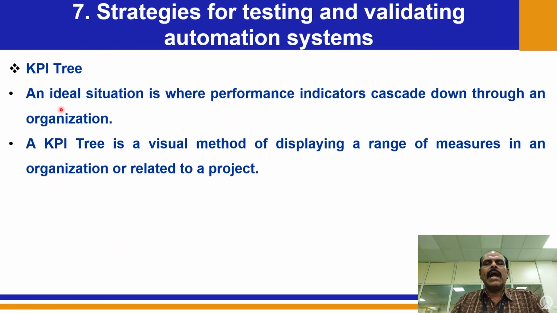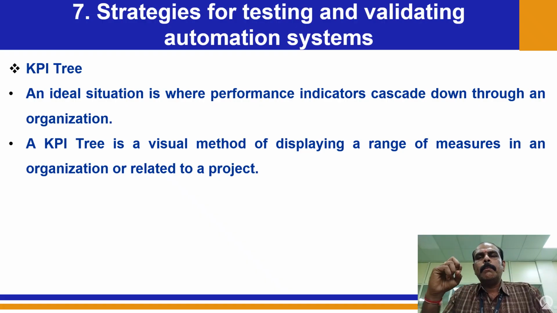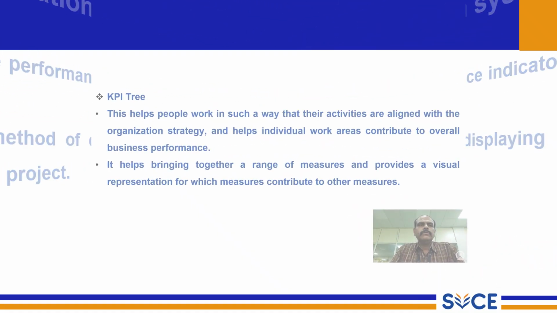So, the KPI tree and the ideal situation. Earlier we studied the tools; certain tools are essential to do this. Likewise here, the ideal situation is where performance indicators cascade down through an organization. A KPI tree is a visual method of displaying a range of measures in an organization or related project. In a project, it is a simple visual tool which shows pictorially, graphically, which are the important tasks.